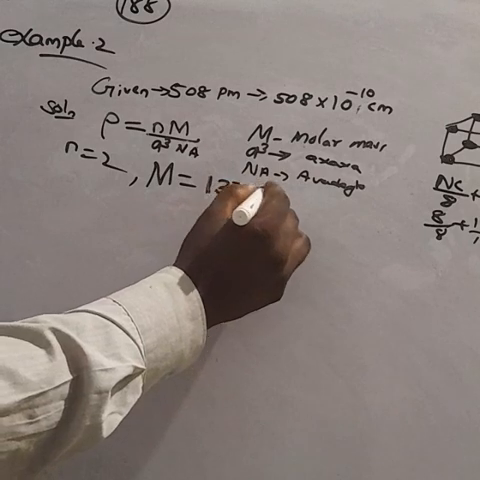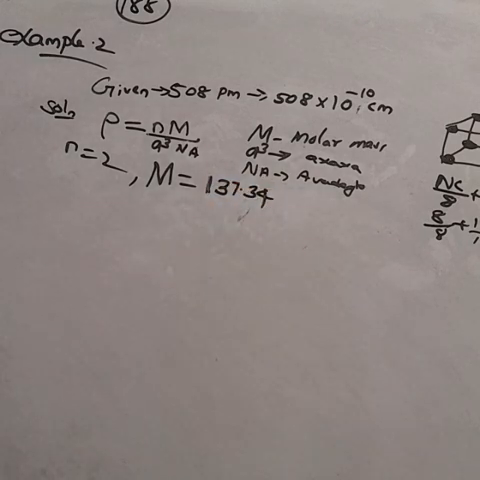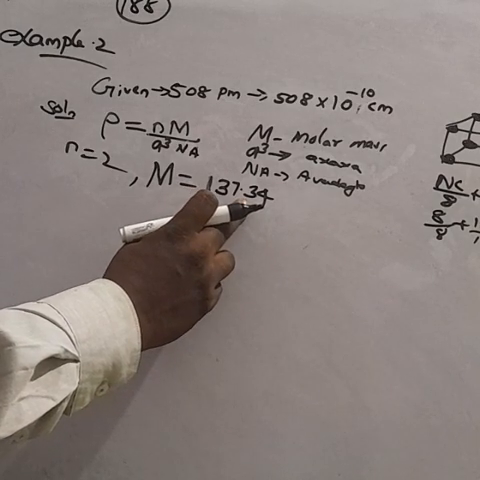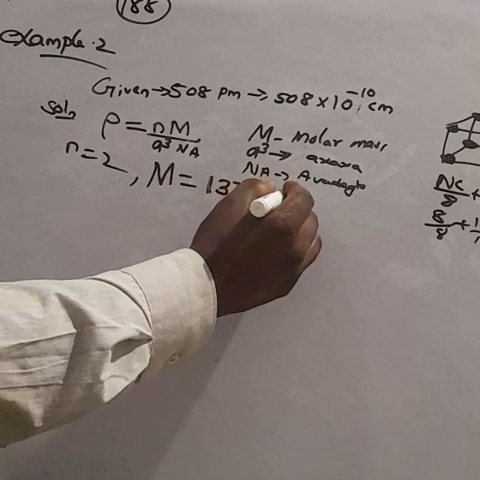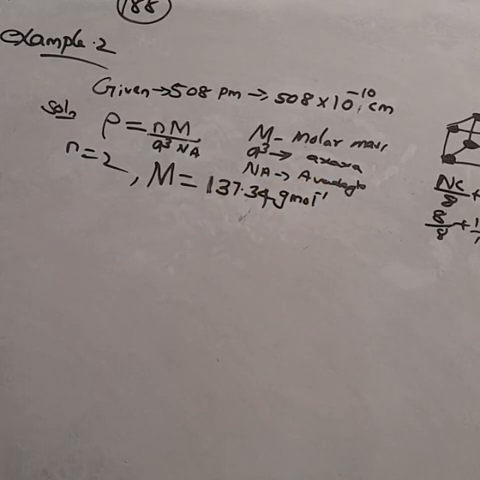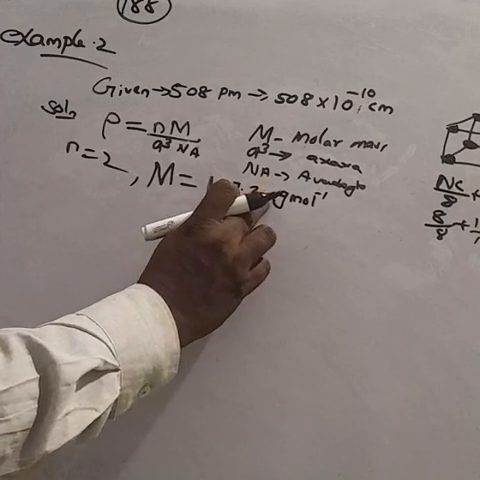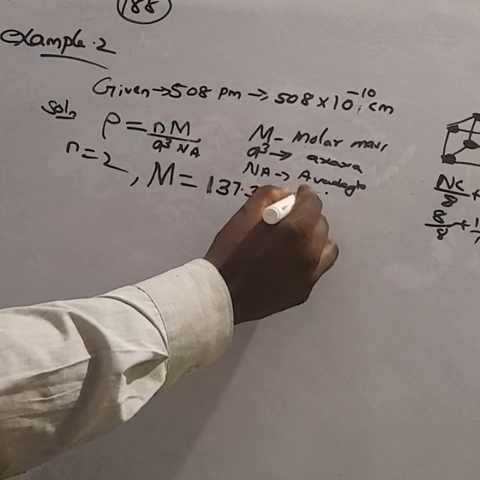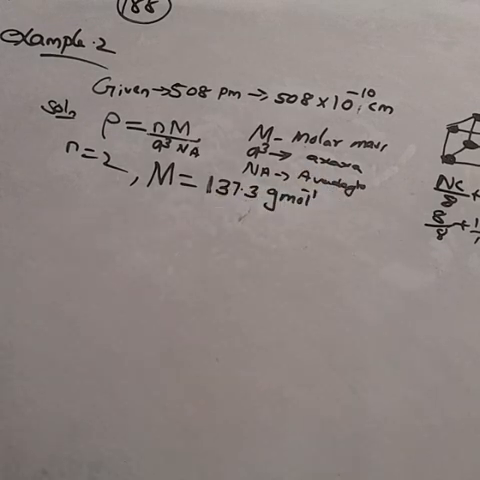137.34. Okay, we can write M is equal to 137.3 gram mole inverse. It's about the molar mass, but here it is mentioned as atomic weights. Okay, that is mass per gram. So anyhow, please write that one. We can easily write it with the help of the log book.